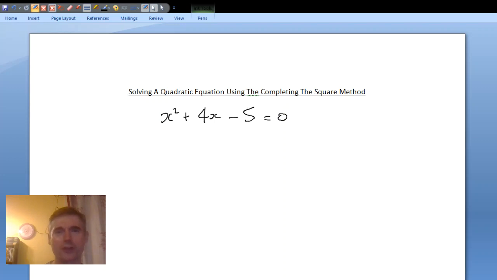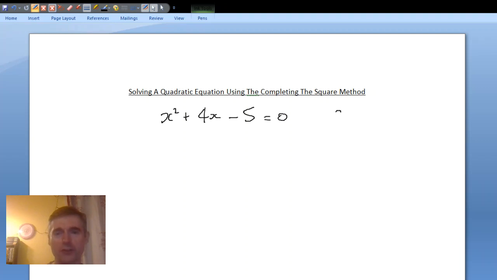Today I'm going to explain to you how to use the completing the square method to solve a quadratic equation, such as the one that we have here. Just notice that there isn't a number in front of the x squared, and for us to apply this completing the square method, we need there to be no number there. So in this case, with no number, that means it's a 1x squared. If that wasn't the case, you would need to manipulate this equation a little bit to make it a 1x squared.